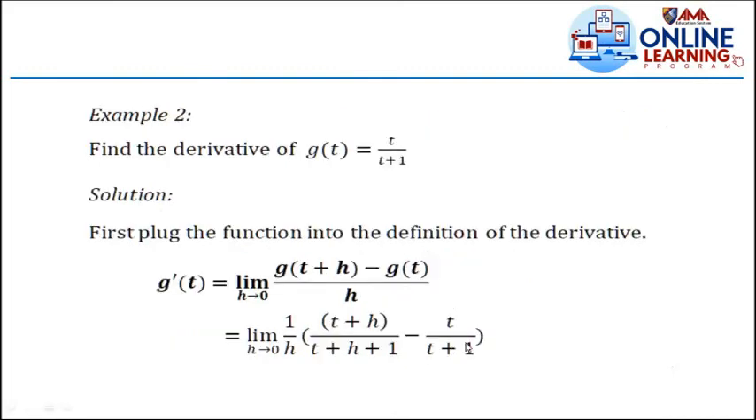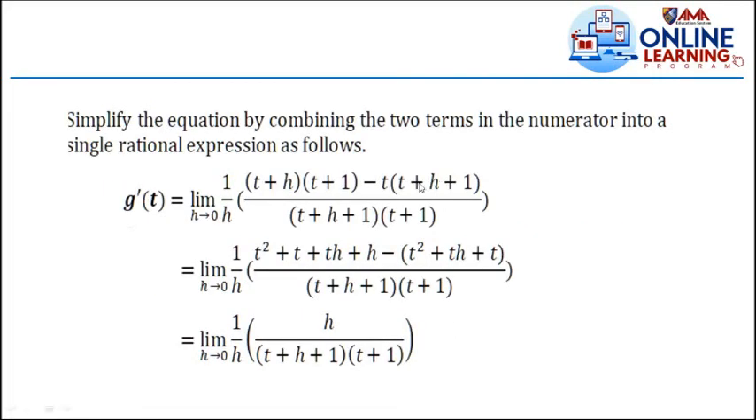Ito na siya. Then, next, t plus h plus 1 multiply by t plus 1 divided by t plus 1. So, t plus 1 will cancel. Ito yung mapupunta doon. t plus h plus 1 multiply by t. Ito na siya. Okay? So, ito na yung magiging ano natin, no? Pag simplify po natin. This is our least common denominator, no? Okay? Next, we're going to simplify.